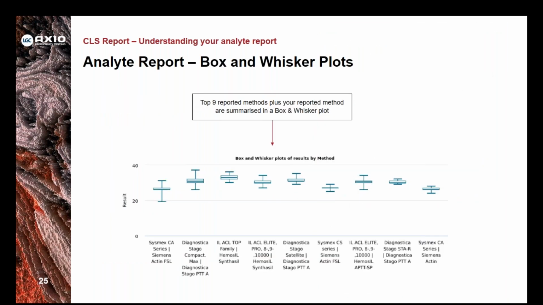The box and whisker plot provides a nice visual of methodology variance. The top 9 methods plus your reported method are available for display. The box for each method represents the middle 50% of the results reported. The line drawn across the box is the median. The lower edge of the box is drawn at the first quartile, and the upper edge is drawn at the third quartile. The horizontal lines above and below each box represent the highest and lowest acceptable results reported. The vertical line, or what we call whiskers, connects these values to the box to show the spread of the outer 50% of the results. Values that fall outside these ranges are excluded.